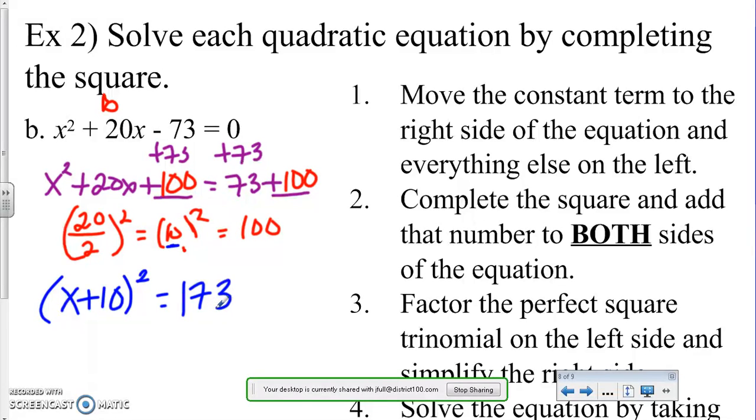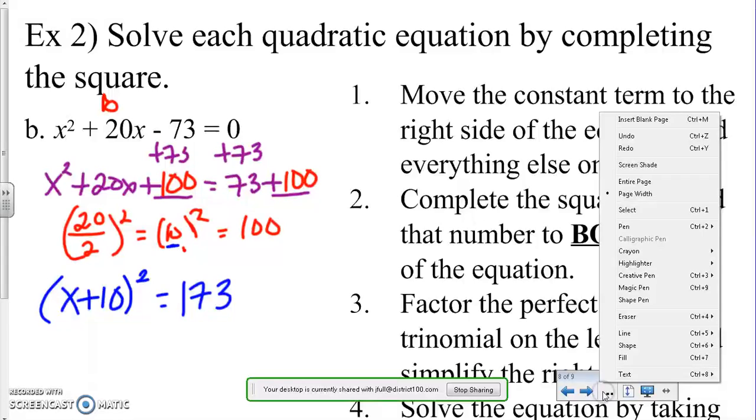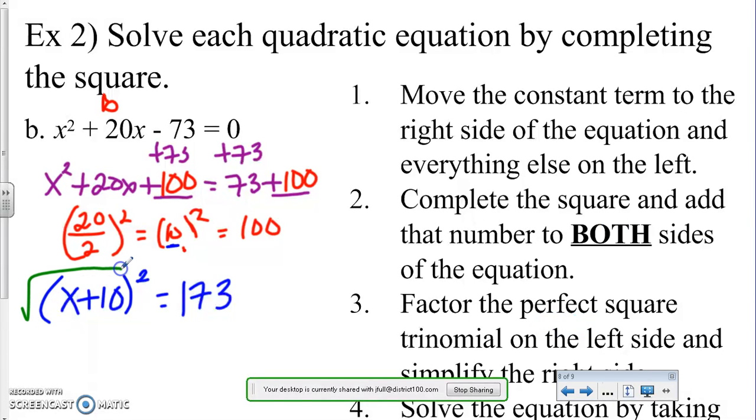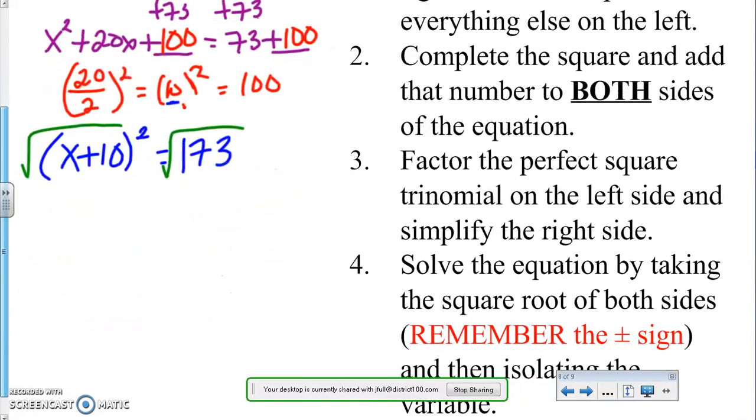Go ahead and solve by taking square roots of both sides. This time you'll notice we don't know the square root of 173 off the top of our head, so we're going to plug that into our calculator and take the square root of 173, and we are going to round to the thousandths. So I have x plus 10 equals positive or negative 13.153.